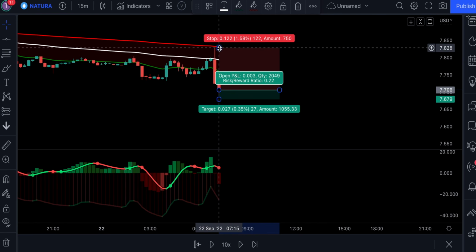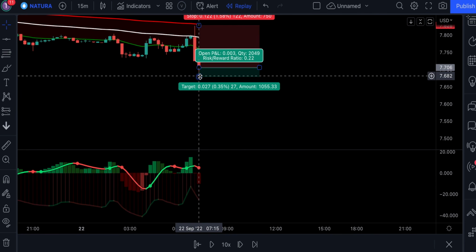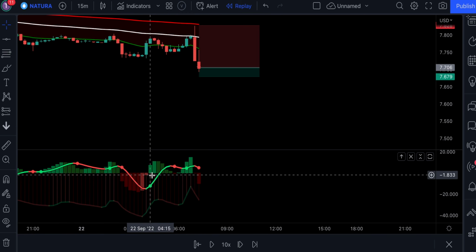The stop loss will be set at the recent swing high. And we're going to exit a winning short trade as soon as a green circle appears on the BX Trender.